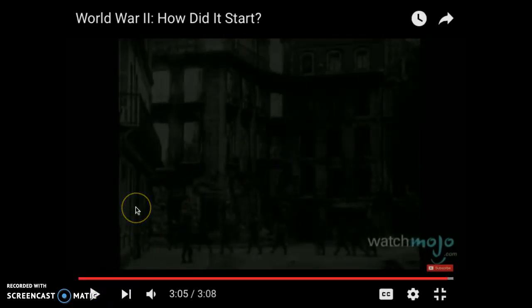Okay, and so that's a look at the causes of World War II. Again, the United States won't come in until 1941, or probably by the time U.S. troops hit the ground, 1942, because the event that brings the United States into World War II is going to be the attack on Pearl Harbor by the Japanese on December 7th, 1941.